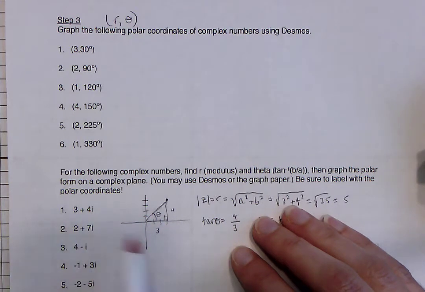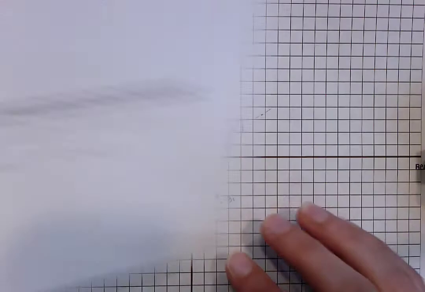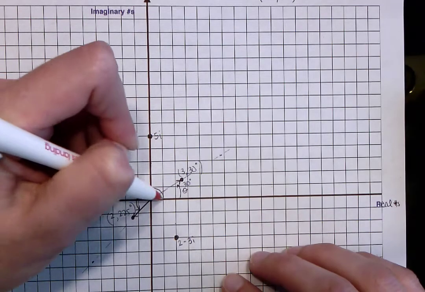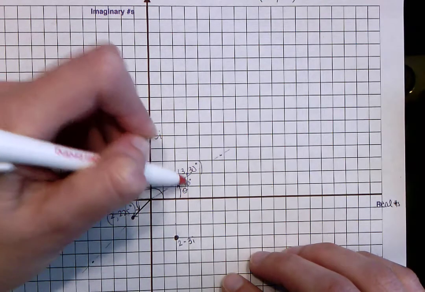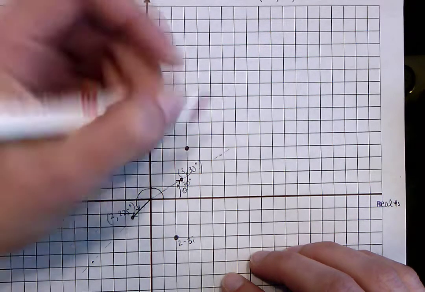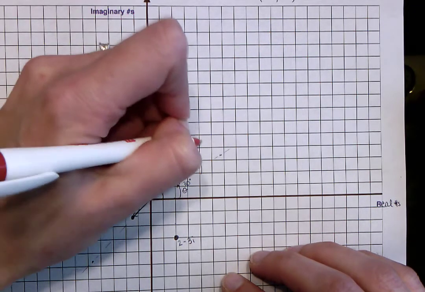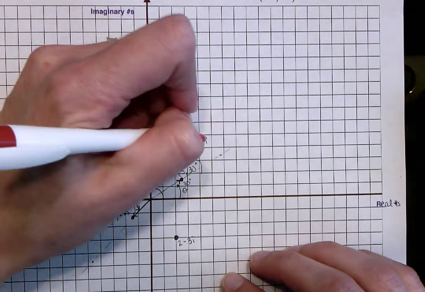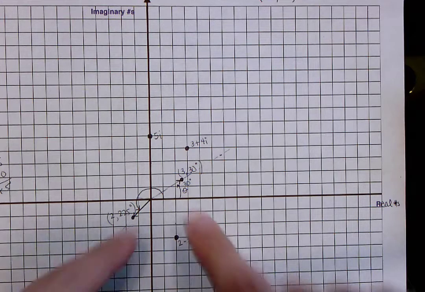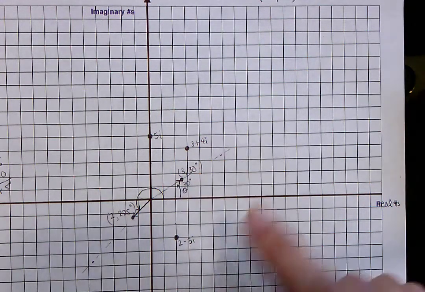So 3 plus 4i, you would go over 3 and up 4. Okay? So that's nice and easy. So we go over 3 and up 1, 2, 3, 4. So it should be up here. Okay? So that's 3 plus 4i. How would we rewrite this in polar form, and then will it match up? Will it be the same? So let's check.